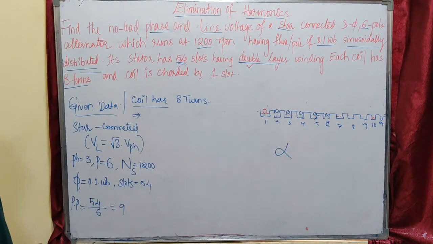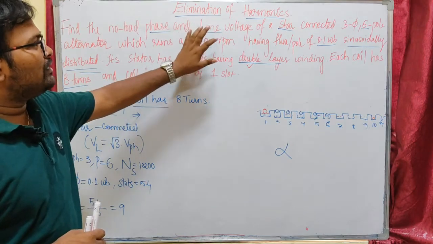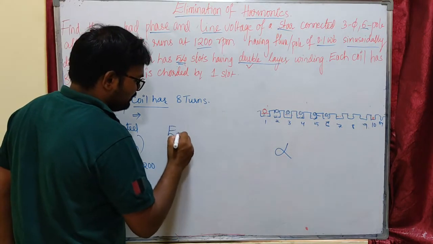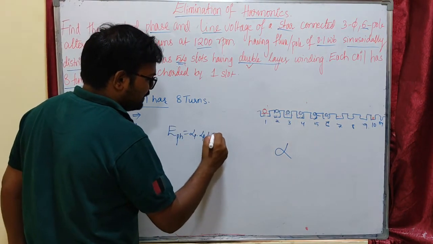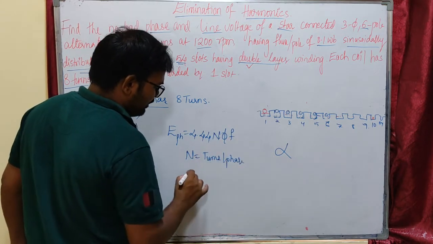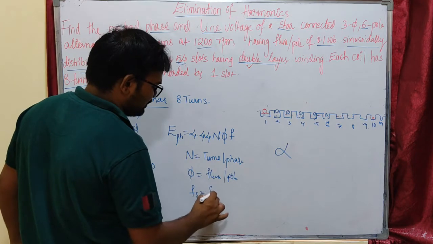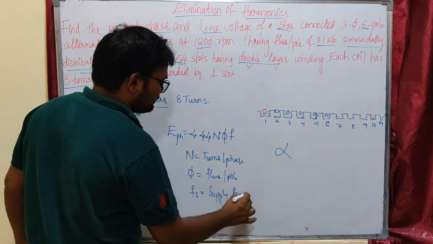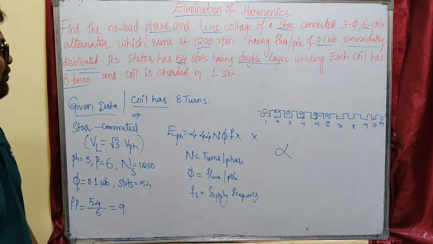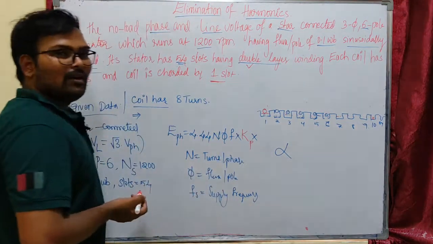Now let us observe the question clearly. Find the no load phase and line voltage of a star connected 3-phase 6 pole alternator. That means we have to find the no load phase voltage, which we always write as 4.44 N phi f. Here N is the number of turns per phase, phi is flux per pole, and f is the supply frequency. This is the thing we have to find, E phase. Because the question mentions the coil is short pitched by one slot, we have to multiply Kp here.